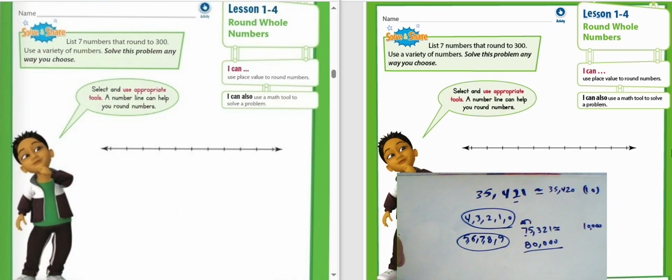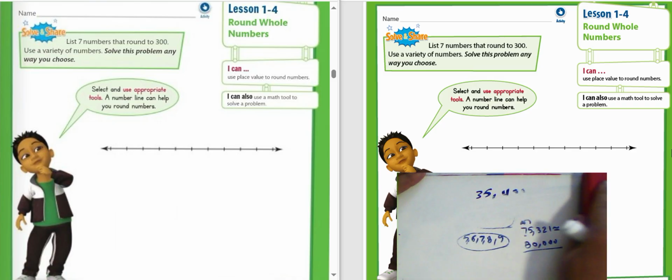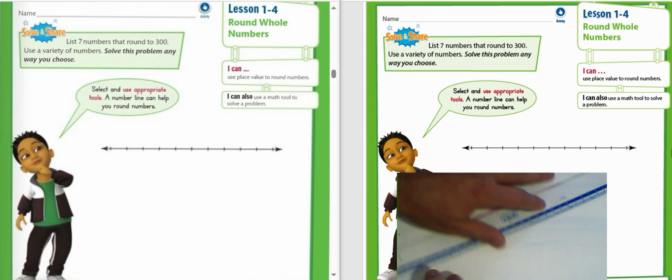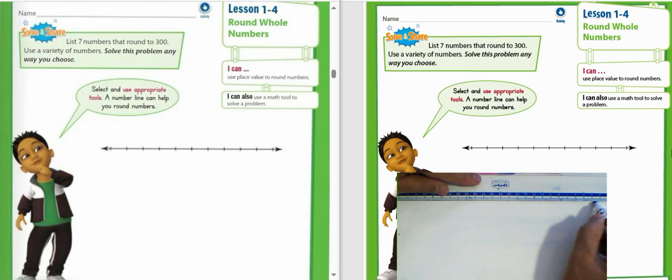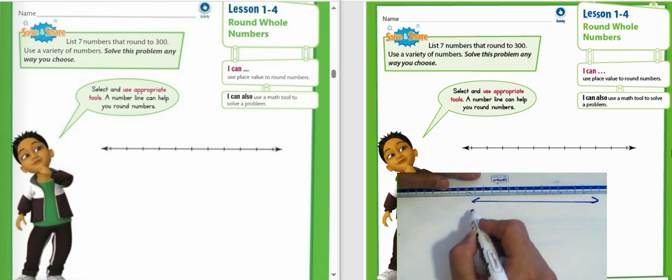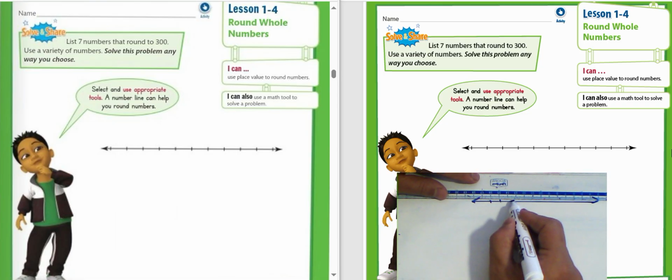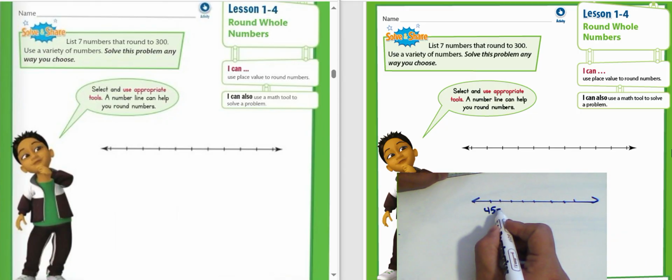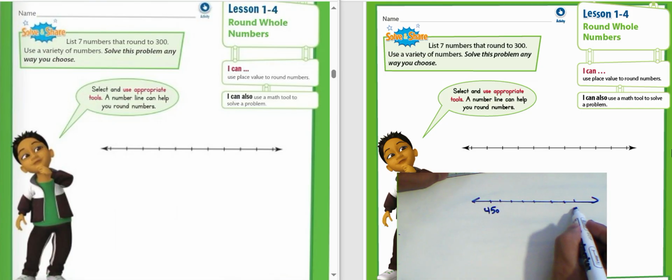Okay. Now we will solve questions from the book. Look with me at the number line. The number line contains numbers like this. We call it a number line. We have numbers like 450 and here 460.